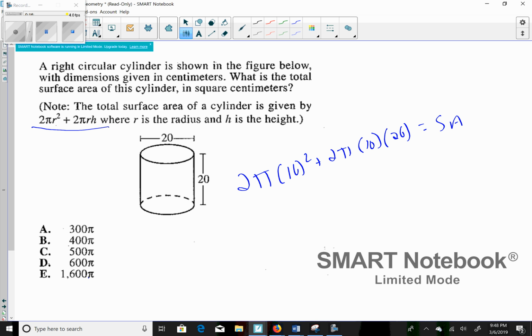I see that all these answers here have pi, so I'm going to leave pi in there. And so I'm going to have 10 squared, which is 100, so this will be 200 pi, plus 10 times 20 times 2 will be 400 pi. And I end up with a surface area of 600 pi, which is choice D.